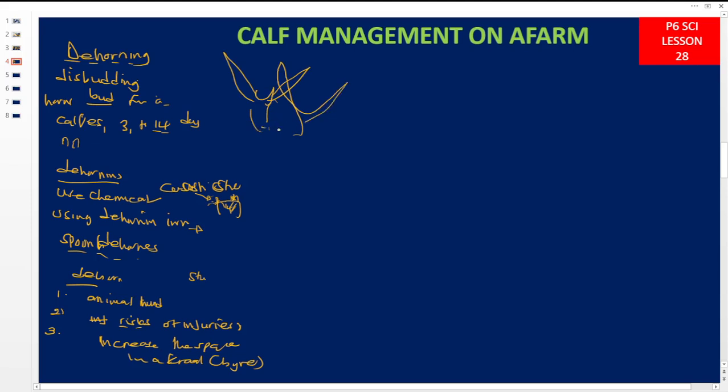Now you are going to keep a few animals because the horns are like branches of trees. So when you dehorn them, you can increase the space in a kraal, and once the space in a kraal is increased, you can keep many animals. So many animals can be kept in a smaller space. Many animals can be kept in a small what?